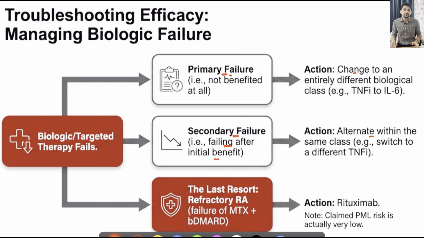But suppose after initiating the combination therapy as well, if the individual is not responding, we label them as refractory rheumatoid arthritis case. Particularly when there is failure of this methotrexate plus biological DMARD combination, we can take the help of reserved drug, that is rituximab. Again, there will be increased chances of infections, but the claimed progressive multifocal leukoencephalopathy risk is actually very low.